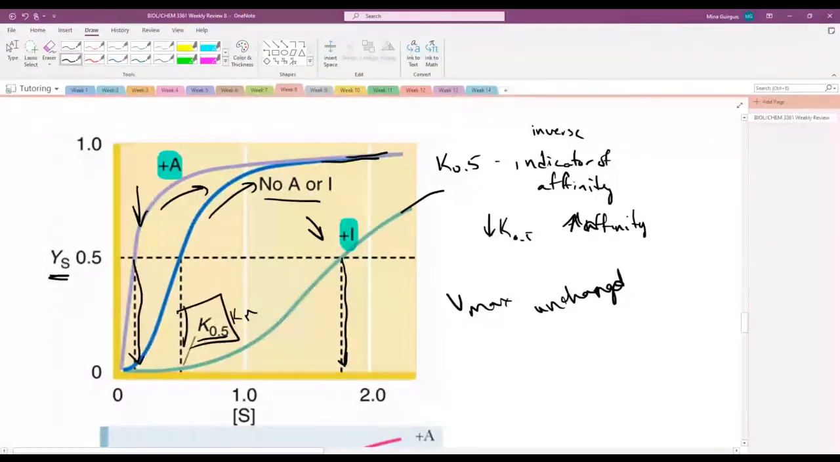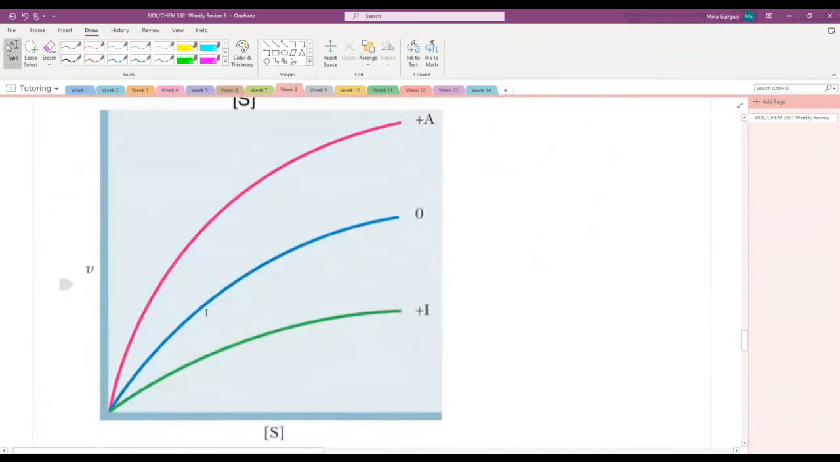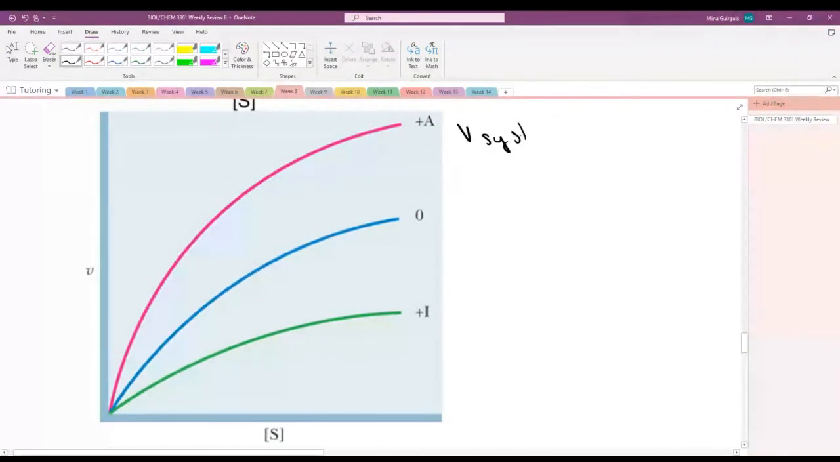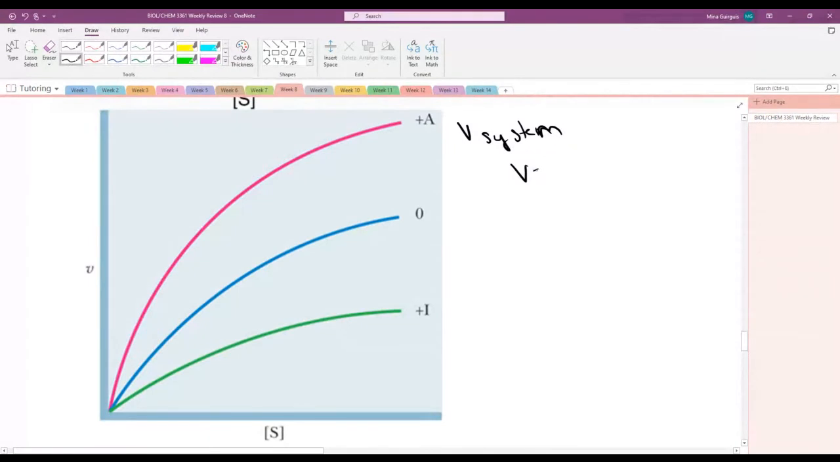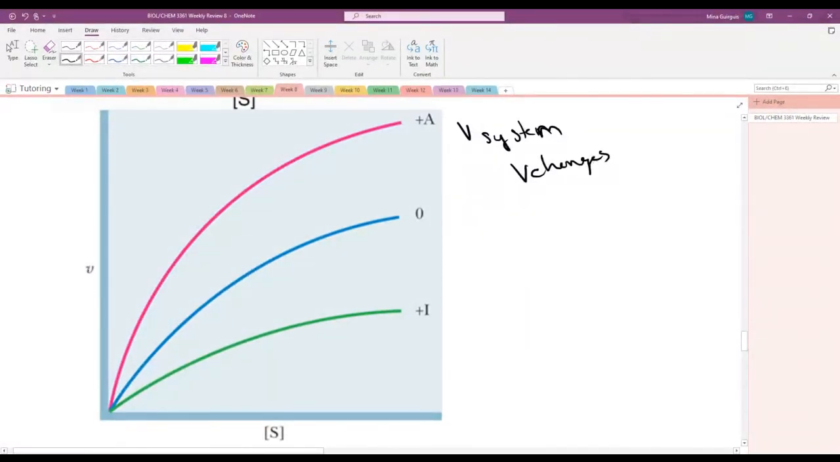K is the thing that's affected. K0.5 or Km, whichever you want to use. They say K0.5 because we're no longer dealing with Michaelis-Menten enzymes, but they mean the same thing. So that's a K system. In a V system, I'm sure you can guess, given that when we talked about a K system, K changed, in a V system, V changes. It's complicated, right? All right, so let's think this through.